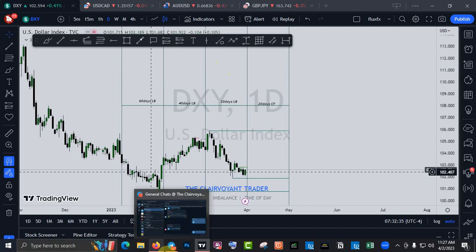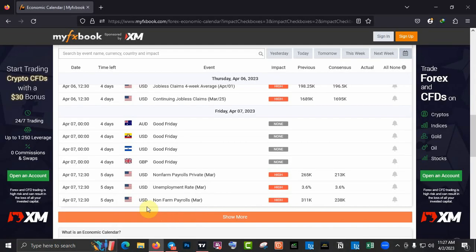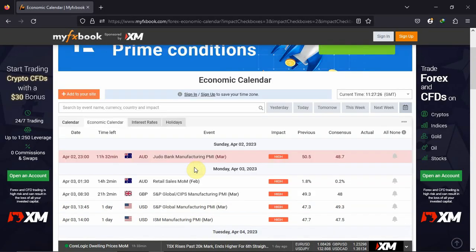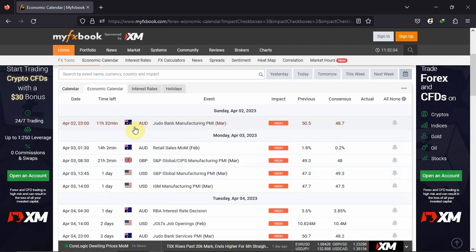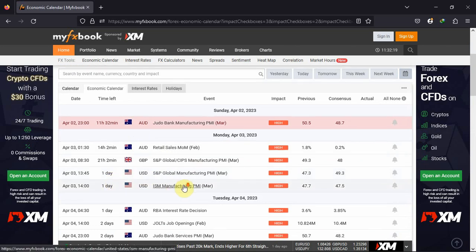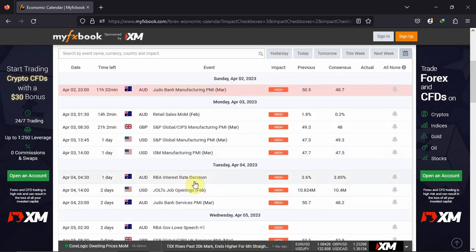But before we start on the chart, let's look at what is happening on the economic calendar. On Sunday there is AUD high impact news. There's also AUD high impact news on Monday, GBP, USD, and another USD high impact news. On Tuesday we have the AUD interest rate decision. They are looking at increasing their interest rate by 25 basis points. So let's see what happens from there.